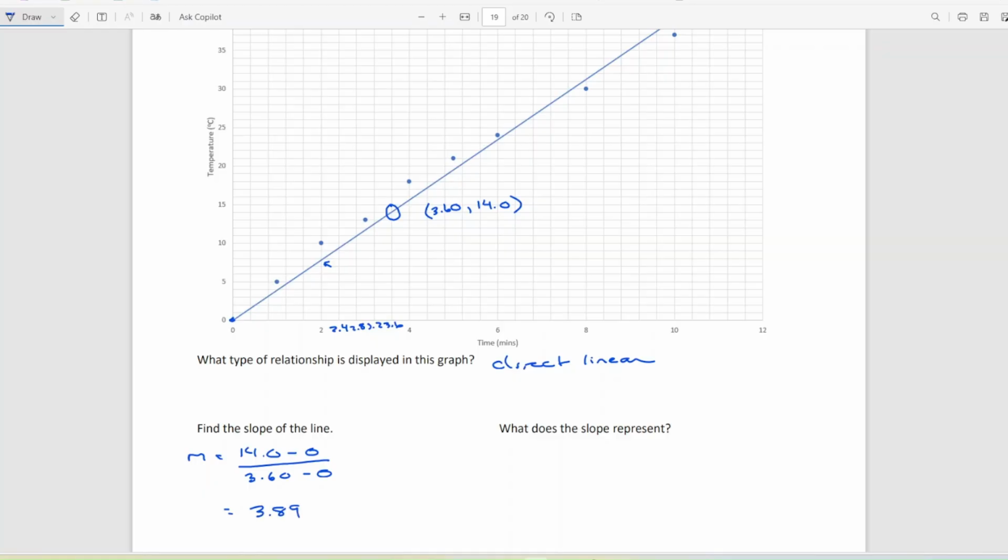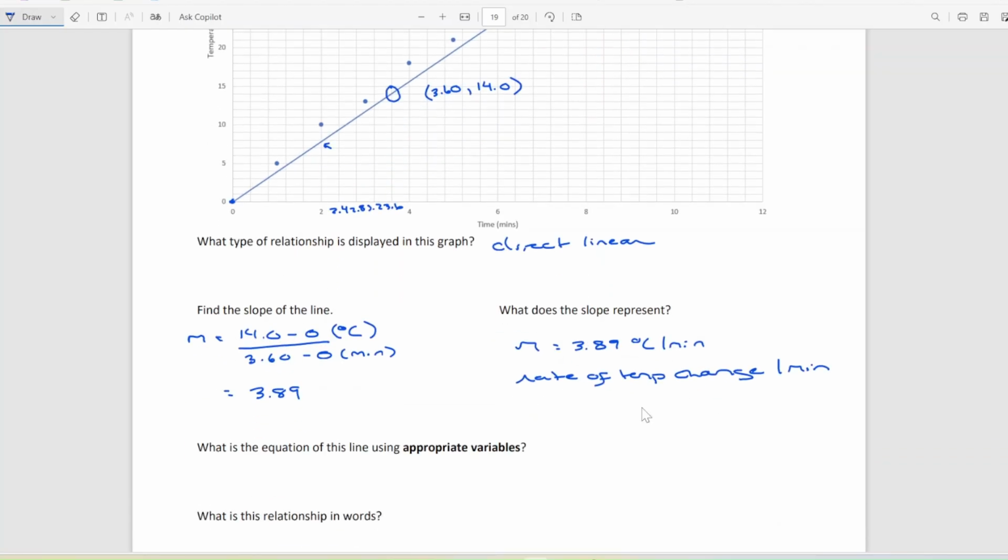Then we want to determine what the slope represents. So my y-axis was my temperature in degrees Celsius. My x-axis was my time in minutes. So my slope is 3.89 degrees Celsius per minute. It's the rate of change of temp change per minute. So my water bath is rising 3.89 degrees Celsius per minute.